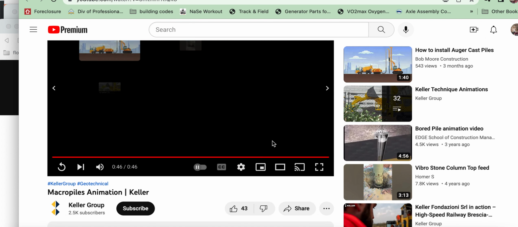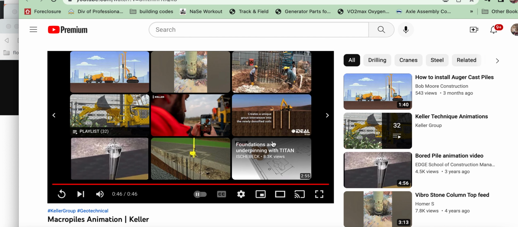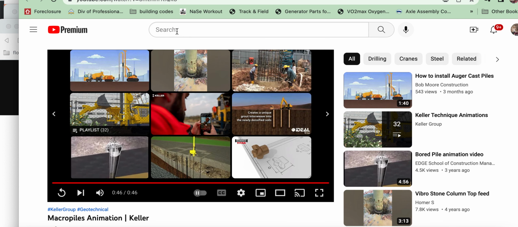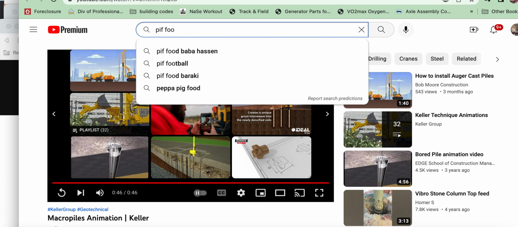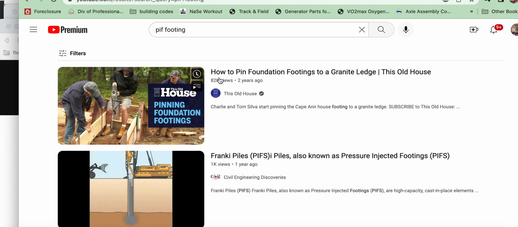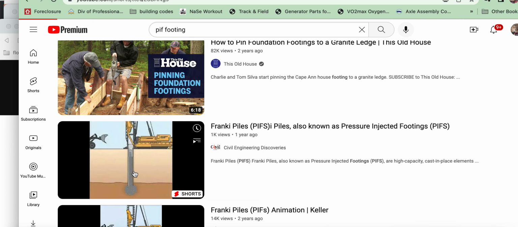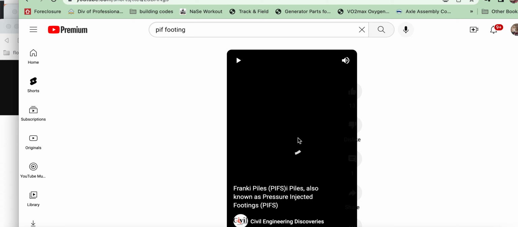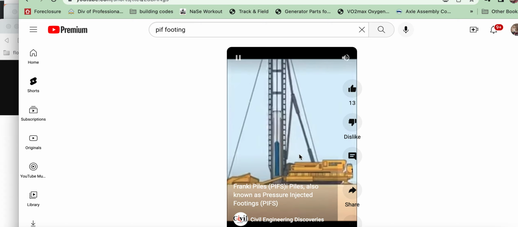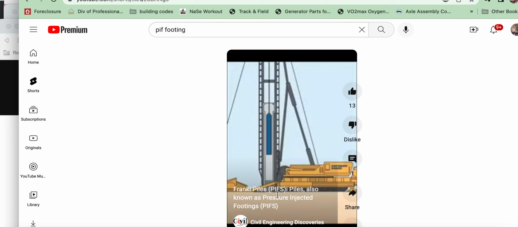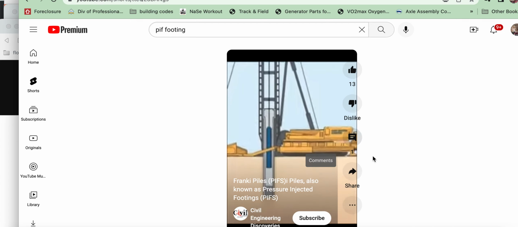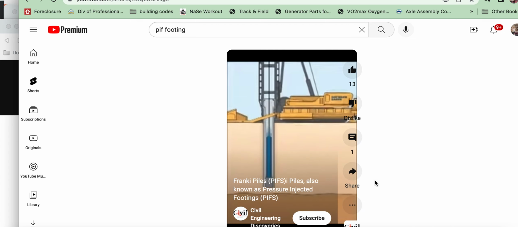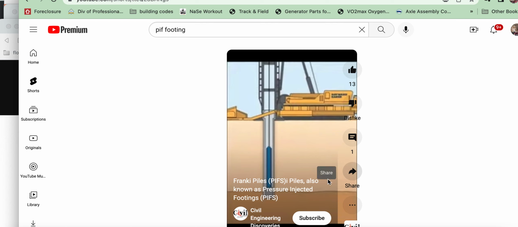Do they have a pressure-induced footing we can look at real quick? Yeah, this works for me. This is a little short, so that's good. This is what it looks like. They're going to drive this little bundle of joy down there, and when it gets there, it's still going to displace. It's going to ball out.